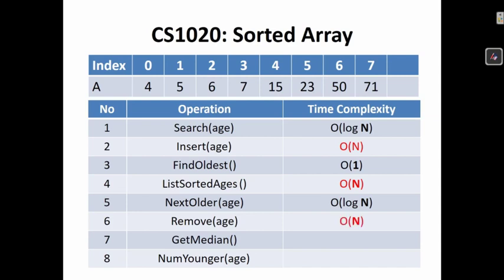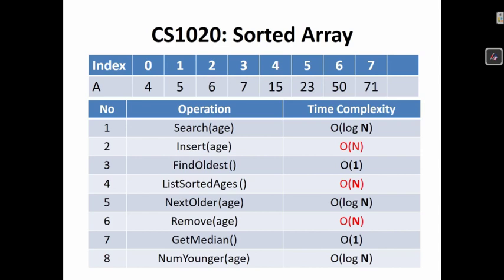Okay, get median. Sorted, easy, right? Just go to index n divided by 2, or n divided by 2 minus 1. Number younger than age, same thing. Binary search it, find that age. So its index basically represents the total number younger than it. Okay, so O(log n) time. So this is what you get if you use an unsorted array or a sorted array.